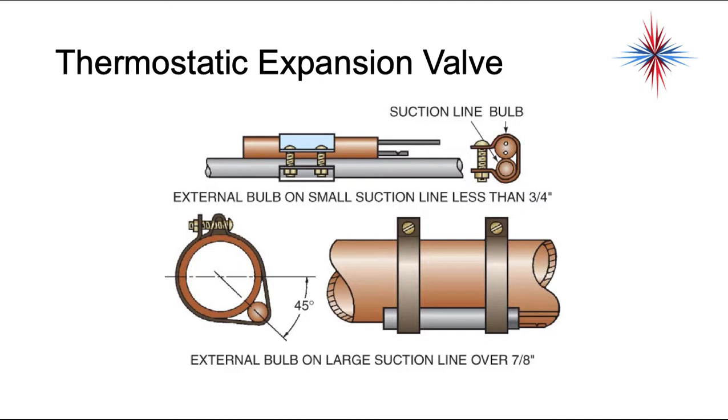Okay. Again, metal clamps that are screwed on and clamped down tight. External equalizer on a large suction line over 7/8 inch, usually at a 45-degree angle from the center line. Okay, someplace in there is fine. Do not mount them ever on the bottom of the pipe.